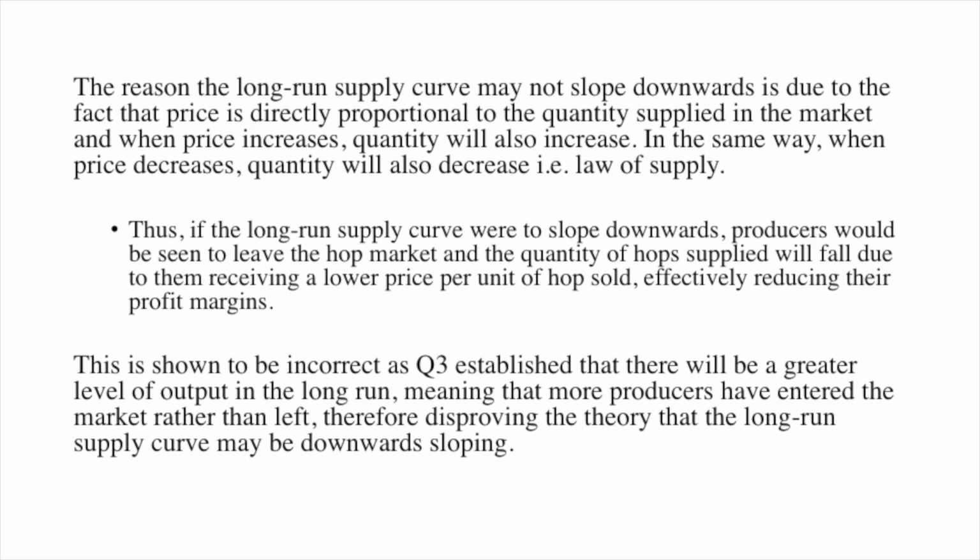Thus, if the long-run supply curve were to slope downwards, producers will be seen to leave the hop market and the quantity of hops supplied will fall due to them receiving a lower price per unit of hops sold, effectively reducing their profit margins.